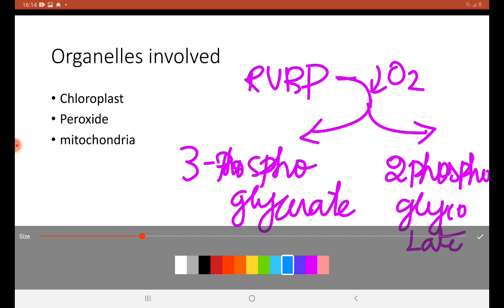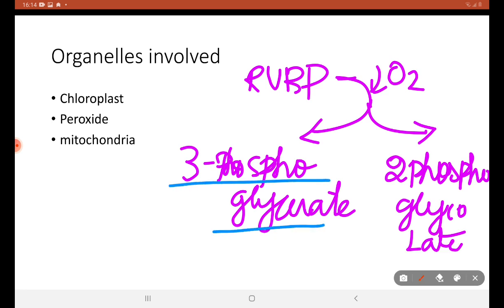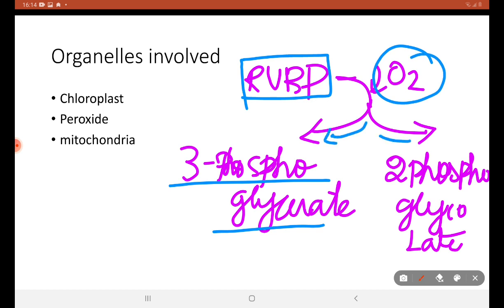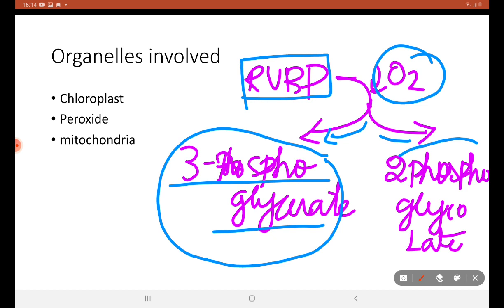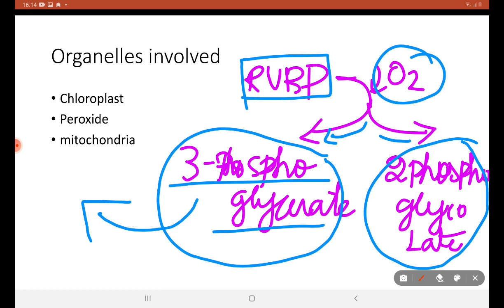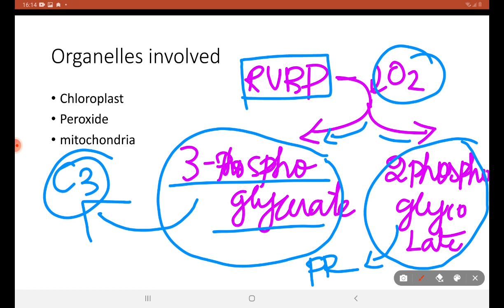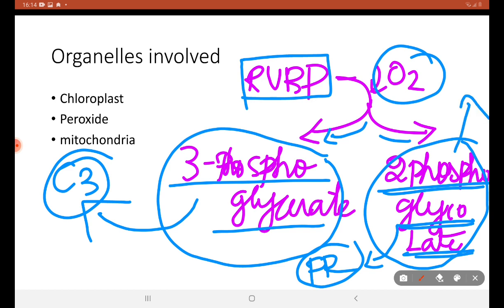Hope my handwriting is clear. Very sorry for the bad handwriting. So RuBP is oxygenated and forms two different components, 3-phosphoglycerate and 2-phosphoglycolate. The 3-phosphoglycerate will enter the dark reaction, that is the C3 cycle, the Calvin cycle, and 2-phosphoglycolate will undergo the glycolate cycle, that is photorespiration. 2-phosphoglycolate is the major component that begins photorespiration. The enzyme involved in oxygenation is Rubisco.